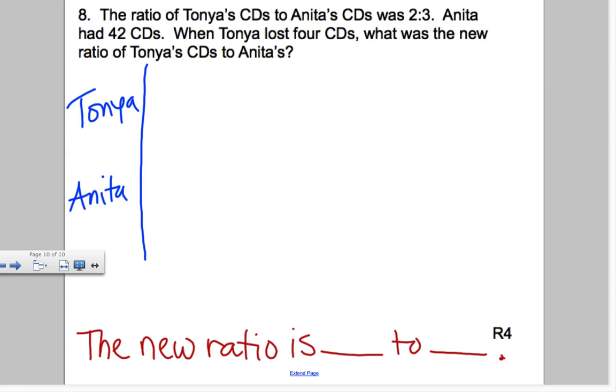Tony. All right, so we have 2 to 3, so which one are we going to draw first? Which one are we going to draw first? Anita. And hers is what, 3? So we're going to cut her in thirds.